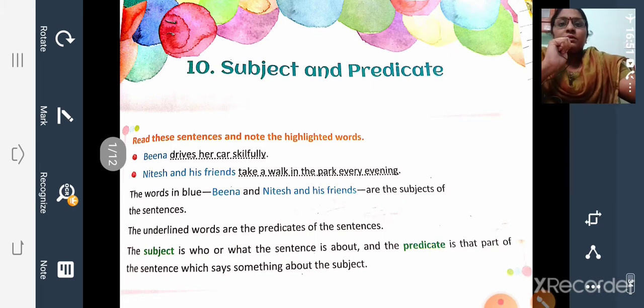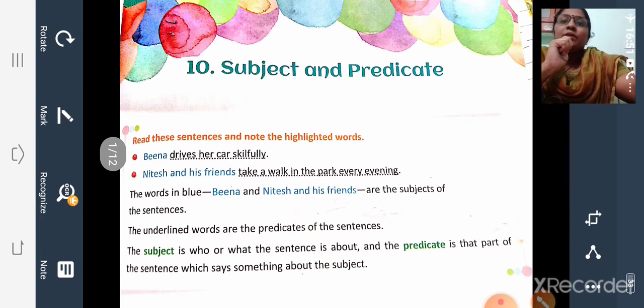So what is a subject? The part of a sentence that speaks about something or somebody is called the subject. It is a naming part. That is the naming part in a sentence. It tells us who or what the sentence is about.